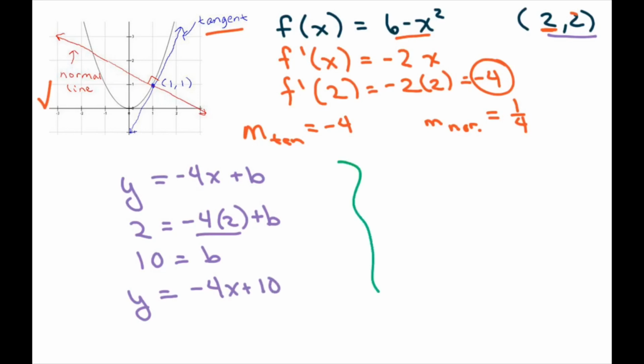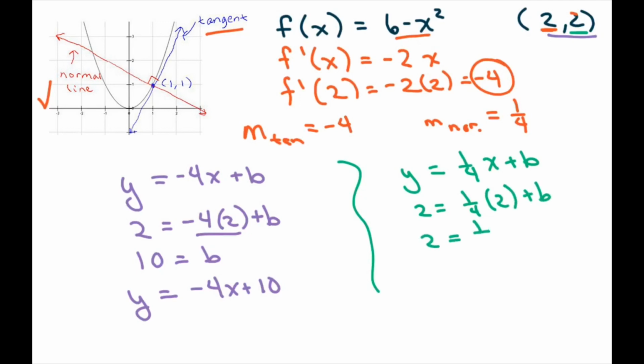Now for the normal, we're going to write y equals 1/4 x plus b. Plug in your x and y, so you get 2 equals 1/4 times 2 plus b. So we get 2 equals 1/2 plus b. So that's going to be, let's see, yeah, this is going to be 2 minus 1/2 equals b. And so this would be 3/2 equals b. All right, so our equation is y equals 1/4 x plus 3/2.